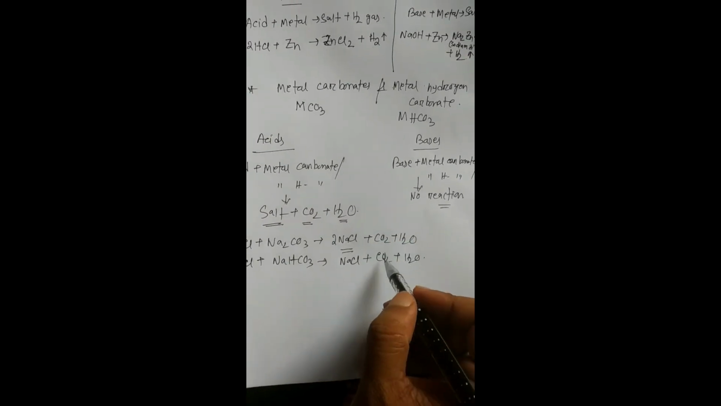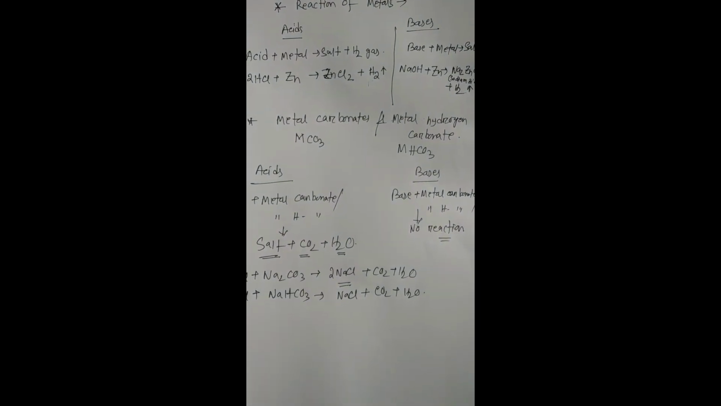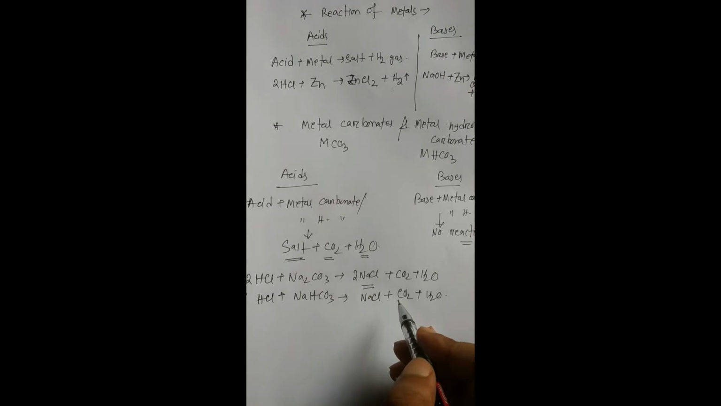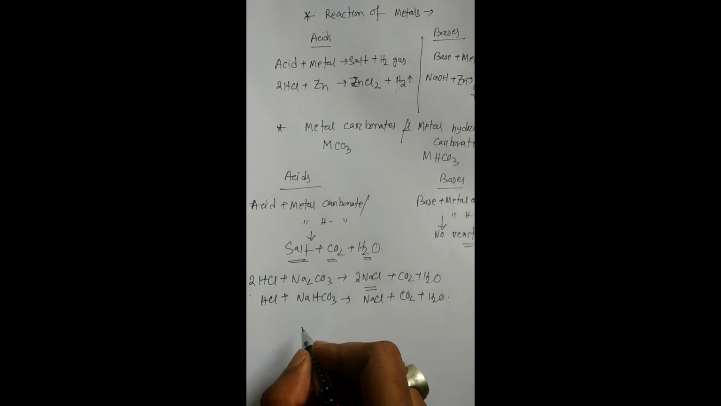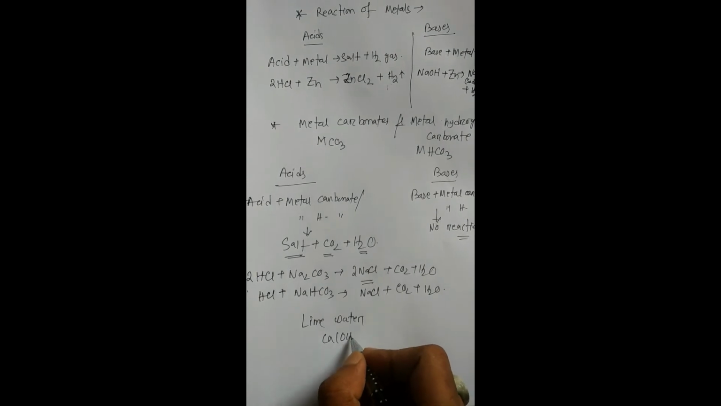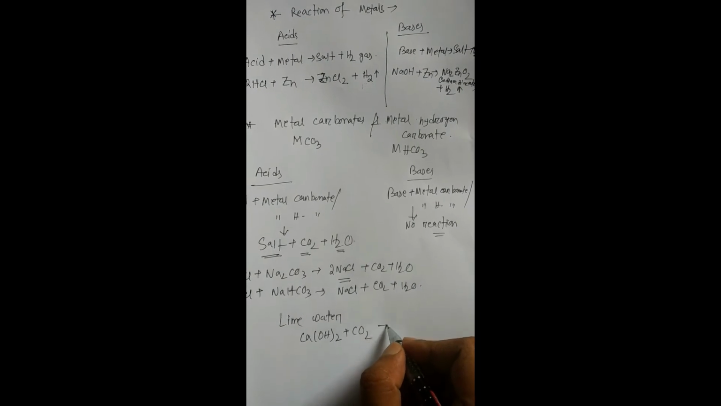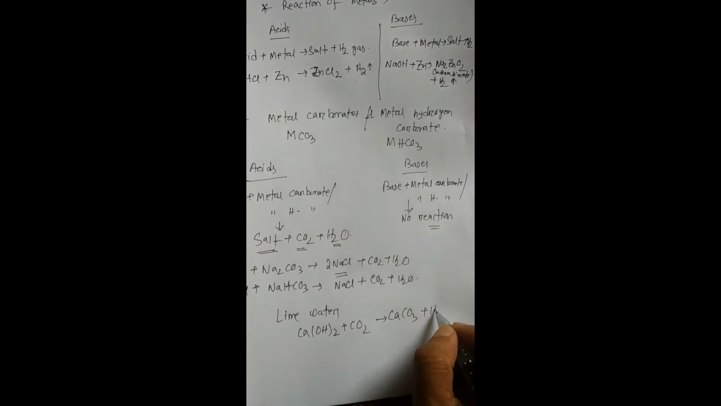Just as we tested the presence of hydrogen gas by the popping sound, if you want to test the presence of carbon dioxide, it can be tested by passing it through lime water. Lime water means calcium hydroxide. If we pass carbon dioxide through this lime water, we will get calcium carbonate plus water.